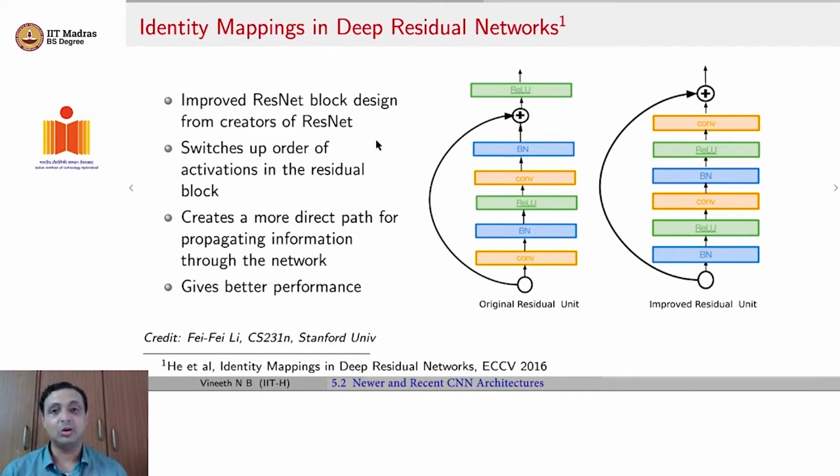The creators of ResNet noticed that that could affect the flow of information through that direct path, and hence changed the design to bring ReLU into the residual block. This they found created a more direct path for propagating information, because now this identity map connection is not succeeded by a ReLU and the information passes as is, and it was also found to give better performance in their empirical studies.